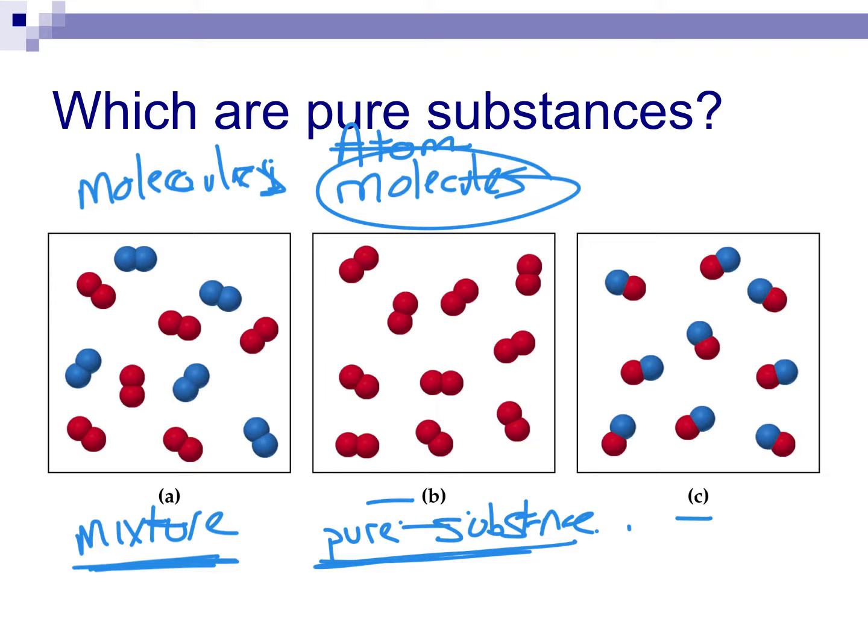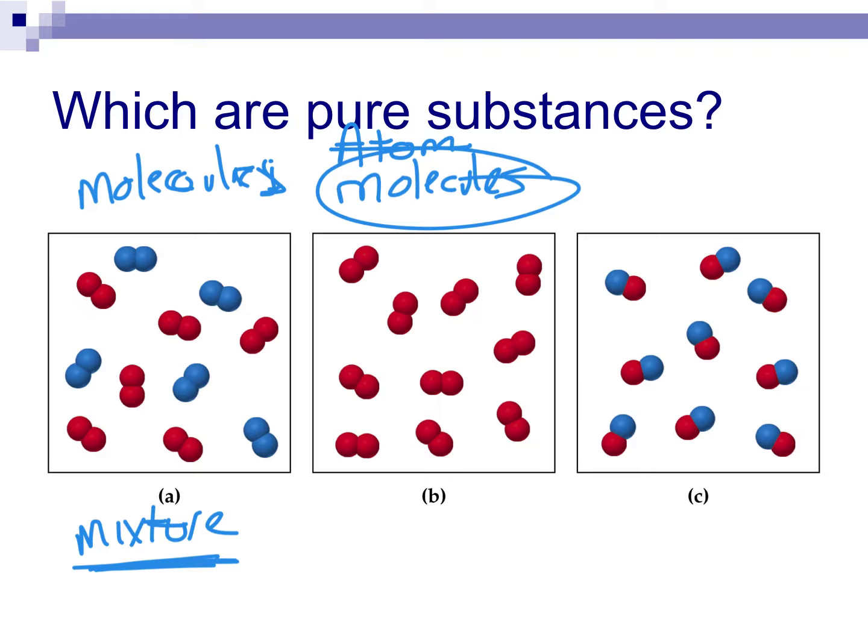I hope you picked pure substance. You see, all of the particles in there are exactly like all the others. So there's really only one type of matter there, and it's this piece. All the other pieces are identical to it. It's a pure substance. Okay.